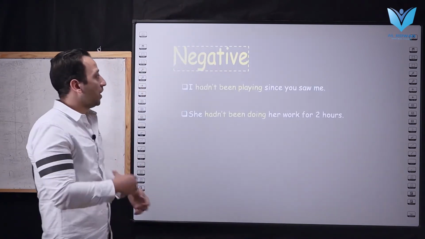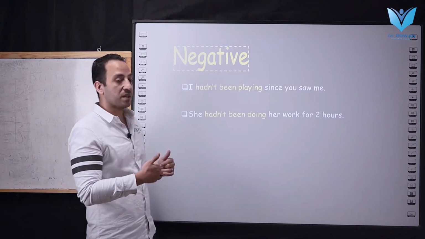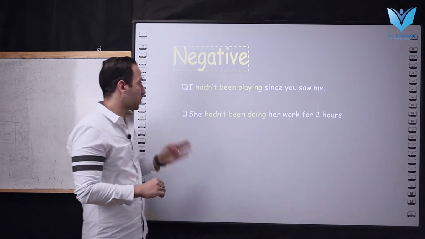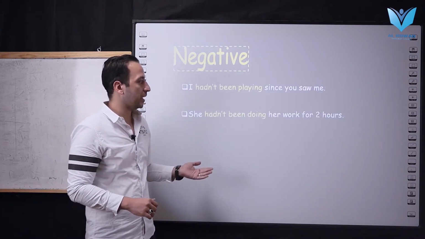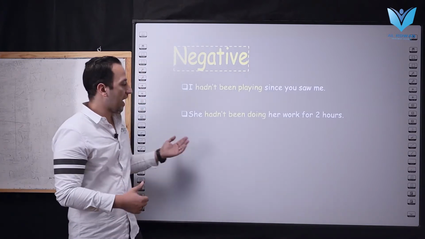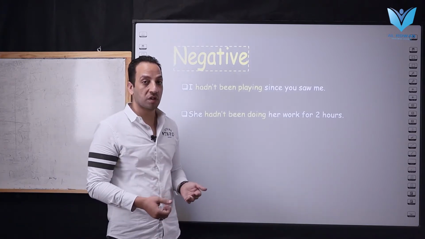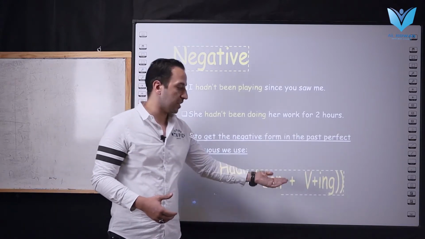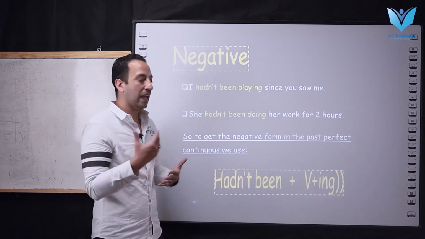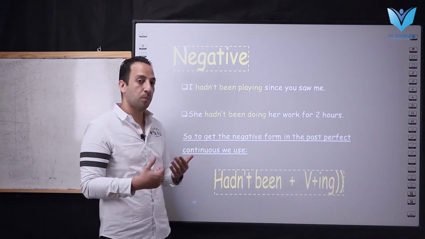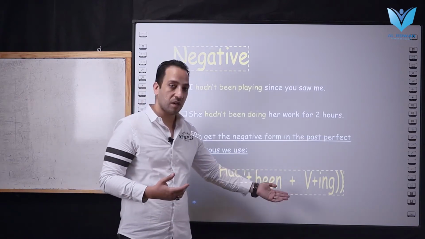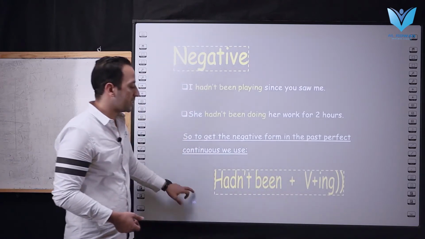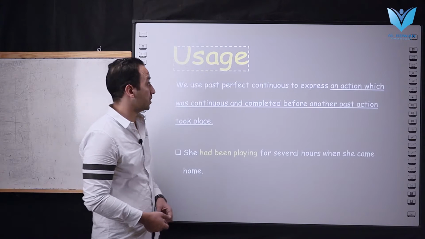After that, how can I make a negative? As I said before in the past perfect, we put not after had. So it will be: I hadn't been playing since you saw me. Or: she hadn't been doing her work for 2 hours. So the negative form here is had not plus been plus verb plus ing. Had not will be hadn't. You can pronounce it hadn't been plus verb plus ing. Again, hadn't been plus verb plus ing. This is the negative form of past perfect continuous.